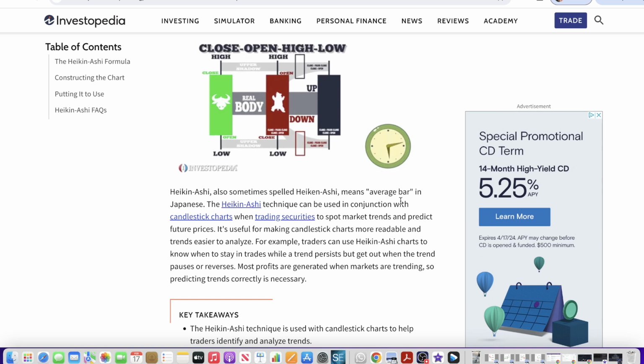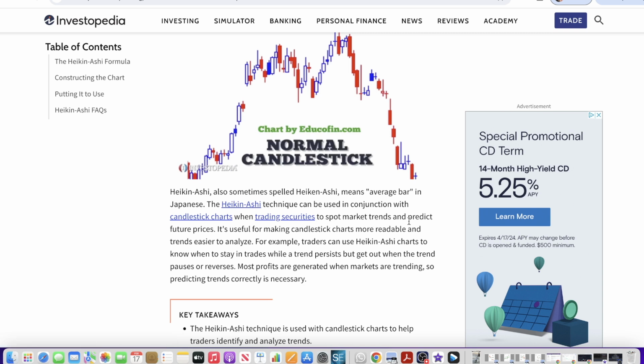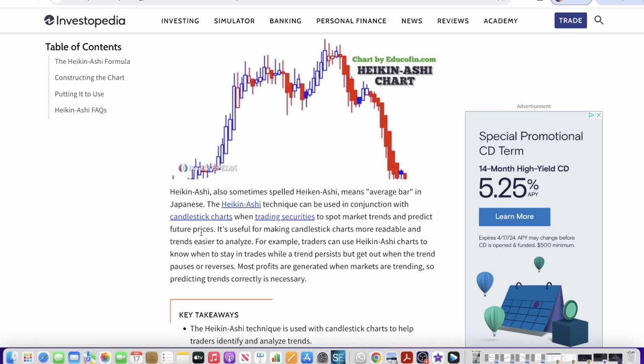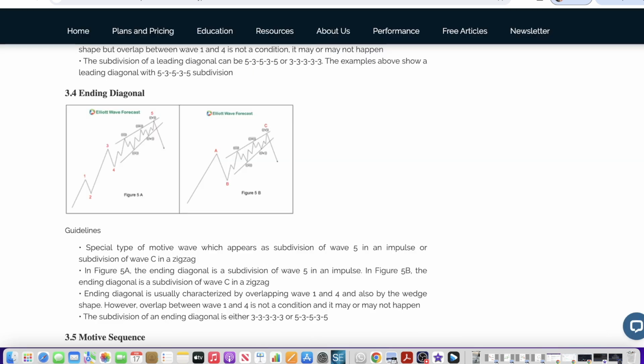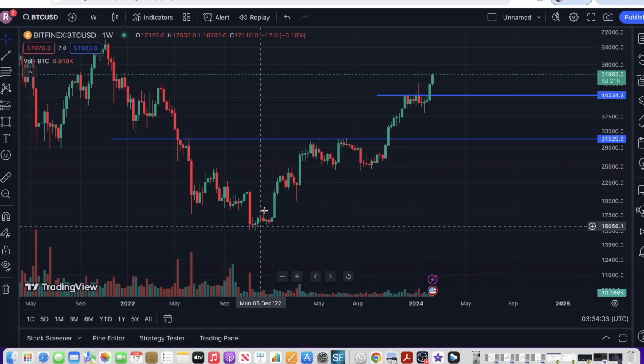So Heikin Ashi is also a Japanese word, okay? And it is a technique that can be used in conjunction with candlestick charts when trading securities to spot market trends and predict future prices. All right, so you can pause and read this, but the main thing, I'm going to actually explain more about Elliott wave theory and how it can actually work out in Bitcoin's chart on the weekly chart, okay?